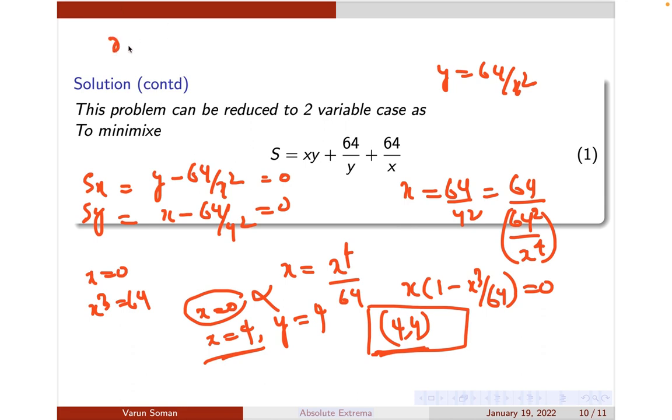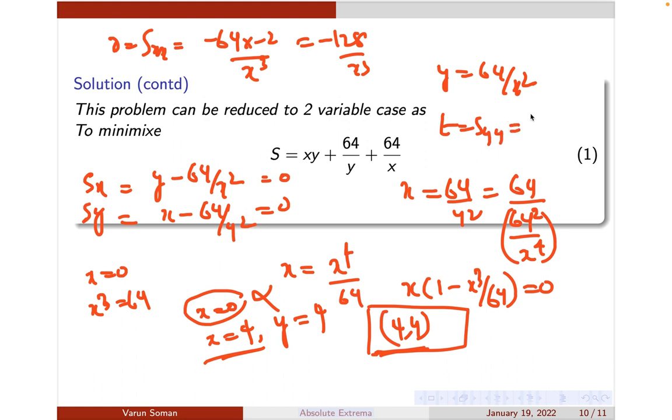One is your r. Your r is actually s_xx. What is that? It is actually minus 64 into minus 2 by x cube, right? It is x raised to minus 2, so it will be minus 2 into x raised to minus 2 minus 1, so it will be minus 128 by x cube. Similarly your t, which is s_yy, is also due to symmetry minus 128 by y cube. That's the same function.